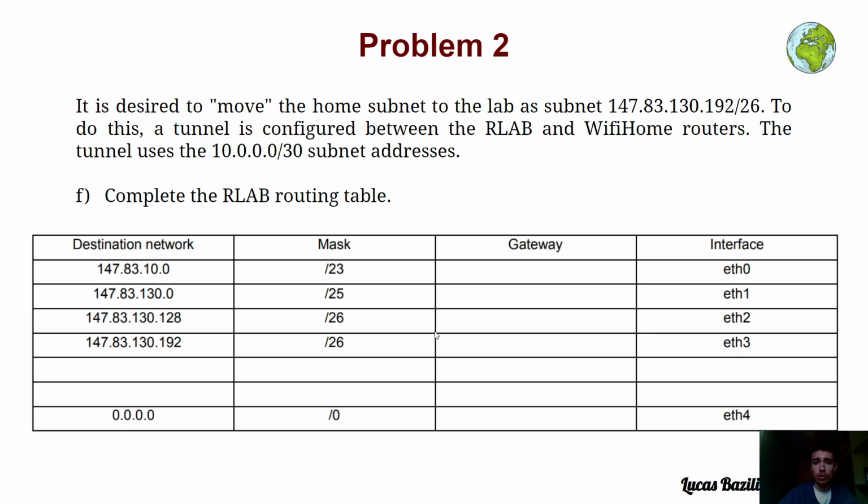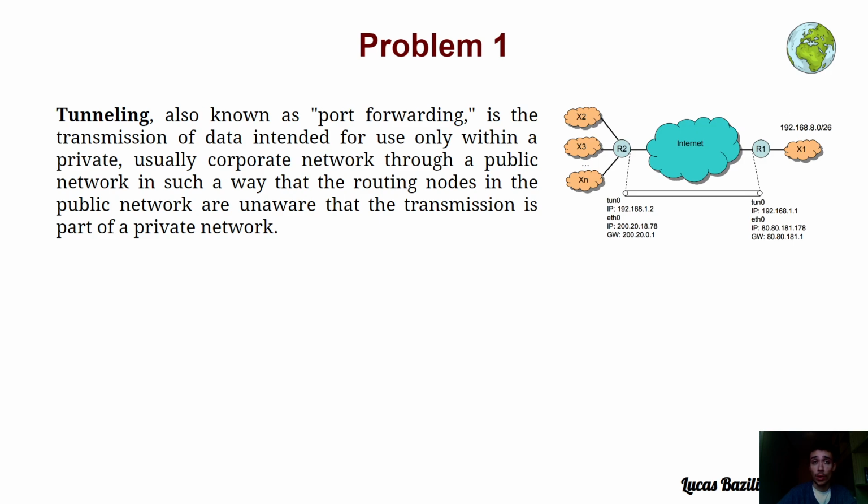Now, what is important to know here and to pay close attention to is that this is done using a tunnel. Remember, we already explained the mechanism of tunneling. This is a transmission of data intended for use only within a private, usually corporate network, through a public network in such a way that the routing nodes in the public network are unaware that the transmission is part of the private network. Here on this figure, we see an example where router 1 and router 2 are connected using a tunnel.